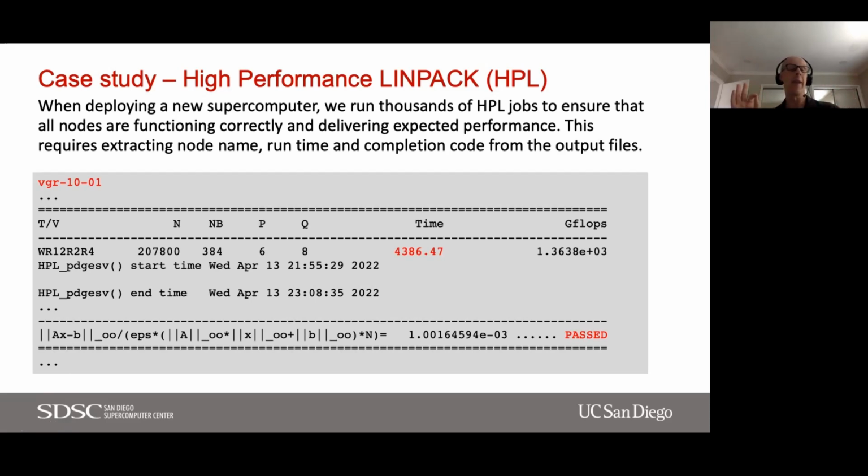First field highlighted in red, VGR-10-01. That is the name of a node, a compute node on the Voyager supercomputer. It's our specialized AI system. We also have the time field. I want to know how long each run took. And then down at the bottom, we're going to have an output that says either pass or fail. So what I would like to do for these thousands and thousands of HPL runs is extract those 3 fields.